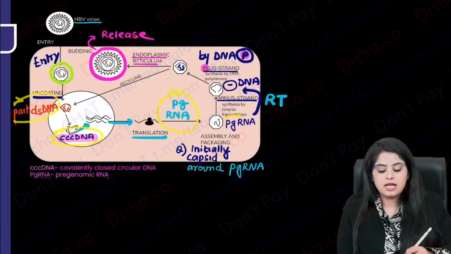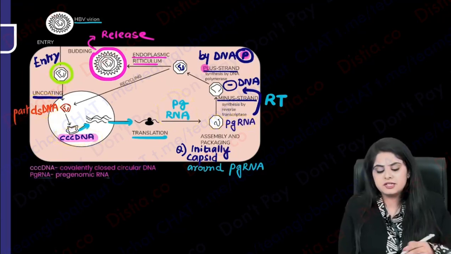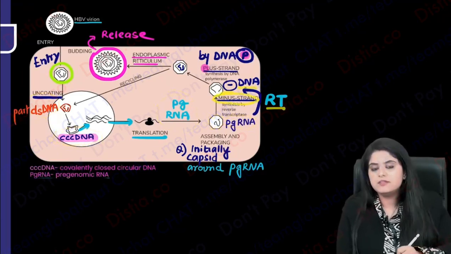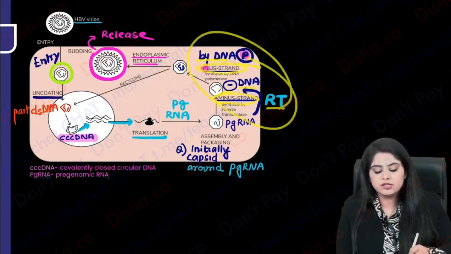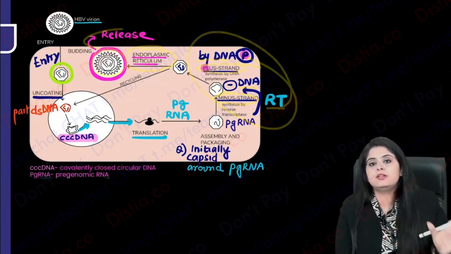Then I make what RNA? I make pgRNA. By mistake, I enclose it in a capsule. Then I rectify my mistake. I make a minus strand of DNA with reverse transcriptase, plus strand of DNA with DNA polymerase. Sab kuch ek saath jodo in the endoplasmic reticulum and release it out.